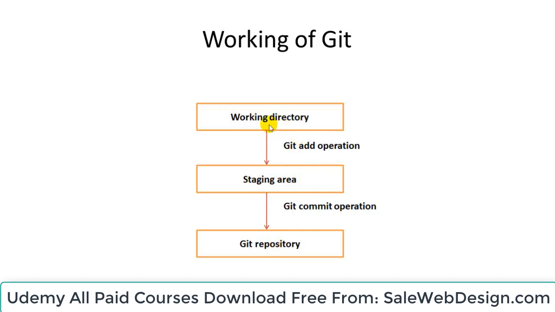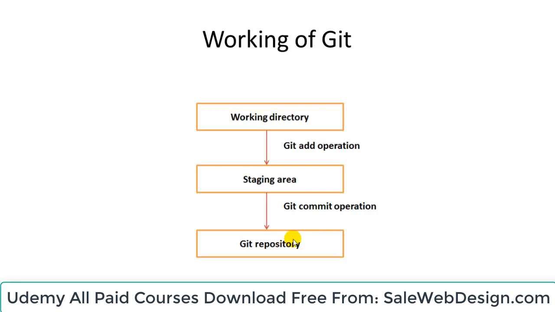So first, you modify a file in the working directory. You add the files to the staging area. You perform the commit operation, which moves the files from the staging area, and after the push operation, it stores the changes permanently in the Git repository. So that is the major thing about Git.